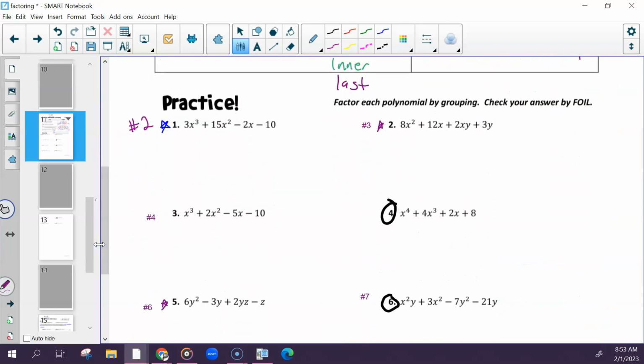Alright, so let's try number 1, and then we'll kind of jump around. So again, split it down the middle. We're going to find the GCF of the first two. What do these first two have in common? Yes, and how many? Okay, 2 x's. Do they have anything else in common? The highest number you can divide out of both. 3. So 3x squared would be your GCF.